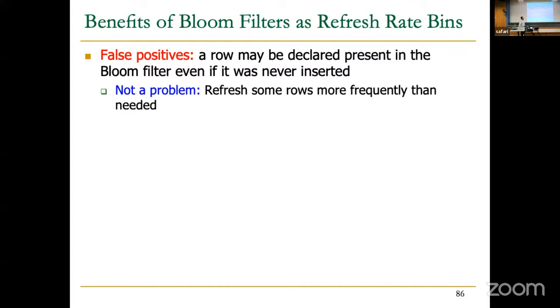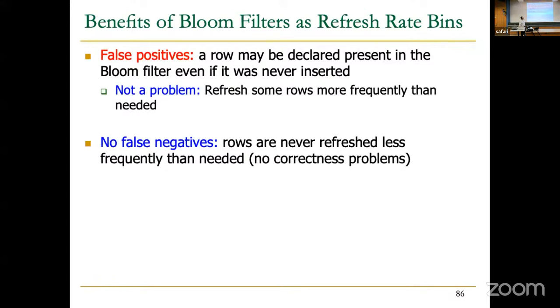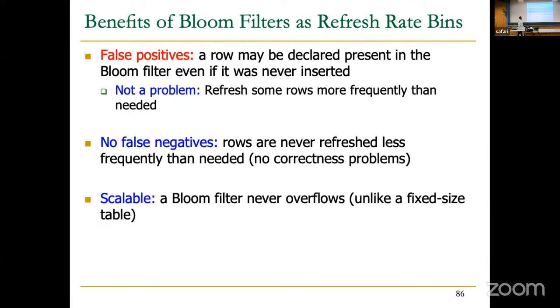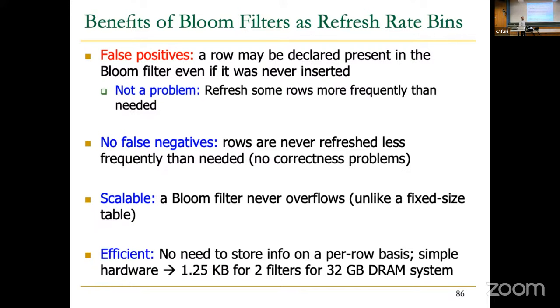But this is a small set of rows, hopefully. And no false negative means that rows are never refreshed less frequently than needed. So you get rid of the data retention bit flips, assuming that your profile is correct, of course. Okay, so it's scalable because a Bloom filter never overflows, unlike a fixed size table. And it's efficient, no need to store info on a per row basis. It's a simple hardware. It only takes like 1.25 kilobytes for two filters for a 32 gigabyte DRAM system in the case of Raider's profile.